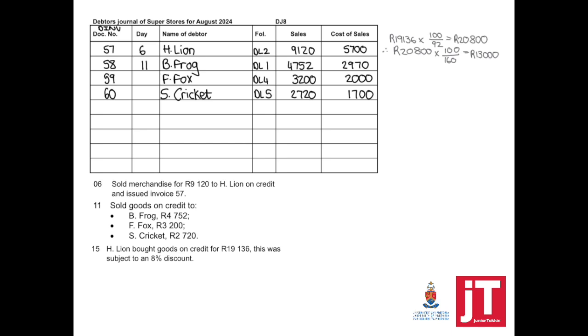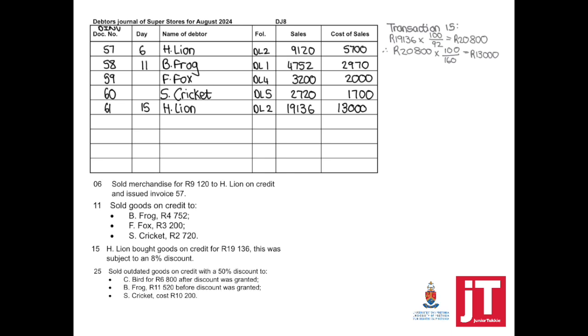And once you know what the selling price is and what the cost is, it's a case of entering the transaction, starting with the source document number 61 on day 15, H. Lion, the selling price. This is the amount which was subject to the 8% discount, so this is after the discount, and then to indicate the cost, it goes into cost of sales.